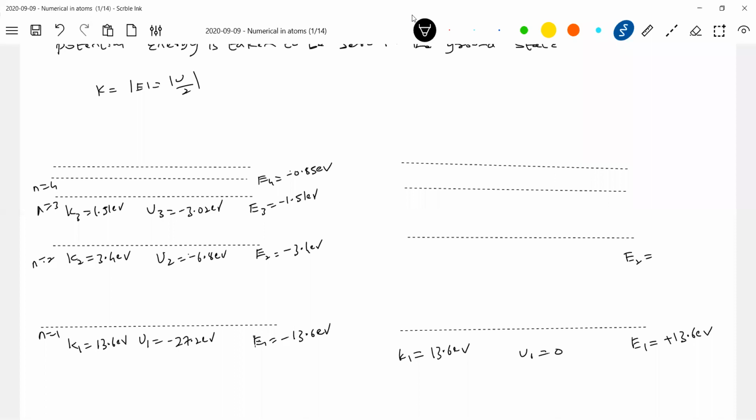Then when you add 27.2 to the minus 3.4 here, how much will be left over? 23.8 electron volt. Then how much kinetic energy? Kinetic energy will be as it is. You calculate U2 now. So how to calculate U2? E2 is equal to U2 plus K2. So this will become 20.4 electron volt. Similarly, K3 will be how much? 1.51 electron volt. So you add 27 minus anybody value?